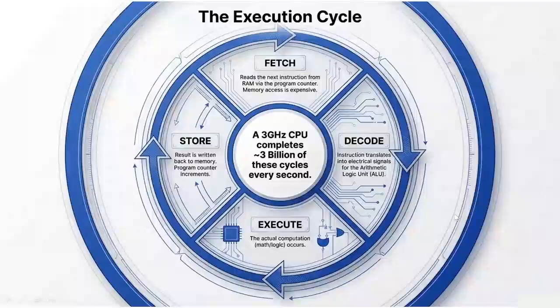Let's move forward to the execution cycle. The execution cycle of a typical system is in 4 areas, which include fetch, decode, execute, and store. For fetch, the system reads the next instruction from the RAM and translates it into electrical signals, which are then executed in terms of math or logic functions or operations. Then the result is stored in the storage or the memory of the system.